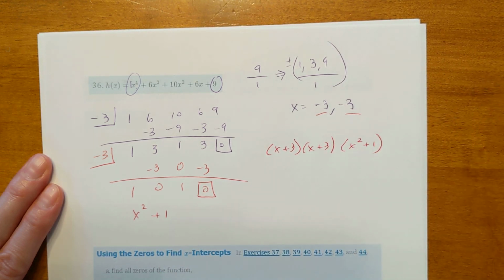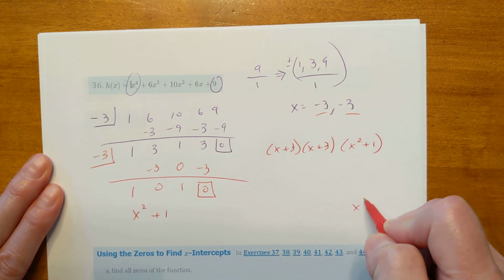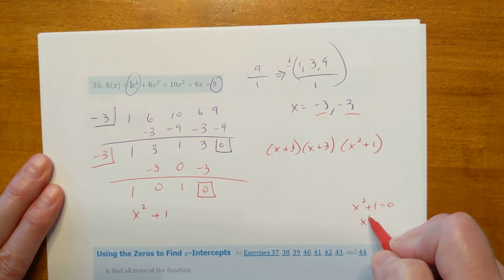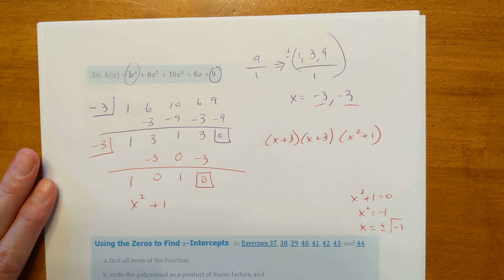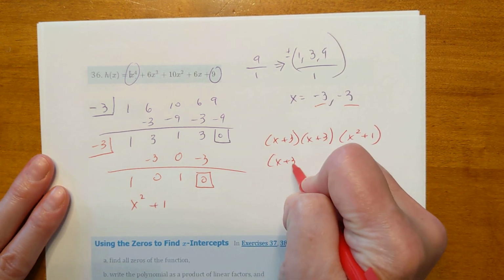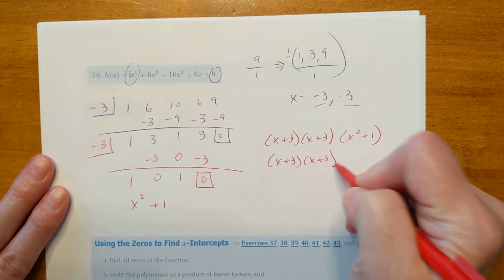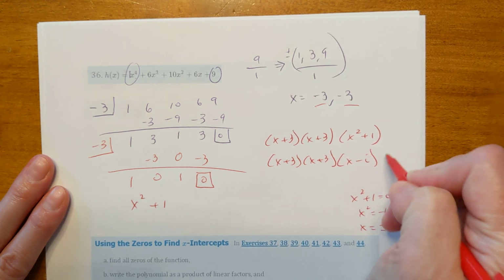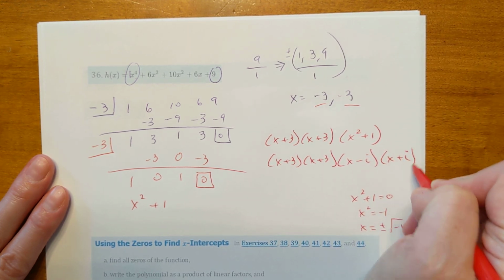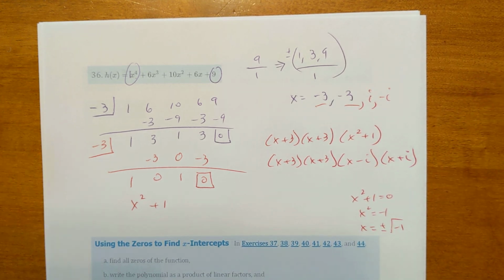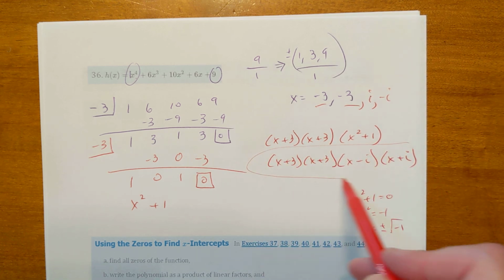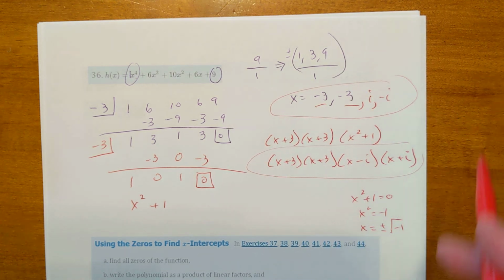So just like I did on the last problem, if you want to, you can set it equal to 0 and solve it, and that gives you plus or minus the square root of -1, which is the letter i. So that makes it x plus 3 times x plus 3, and then x minus i and x plus i. And so those are the other two zeros, i and -i. And then we're done with the whole thing. This is the product of linear factors, and they wanted to know what the zeros were.